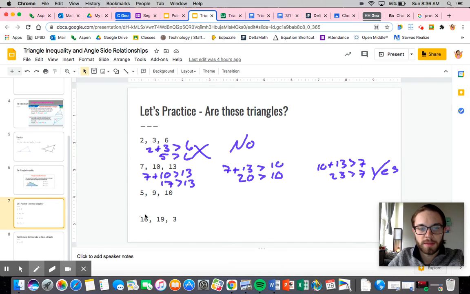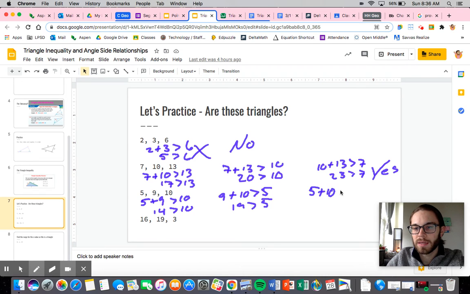All right, let's check this one. 5 plus 9 is greater than 10. 14 is greater than 10. Okay. 9 plus 10 is greater than 5. Well, that's definitely going to be true, right? 19 is definitely greater than 5. And then we have 5 plus 10 is greater than 9.